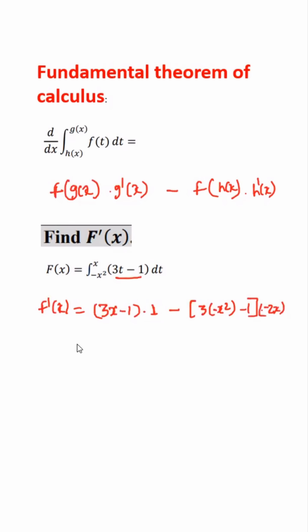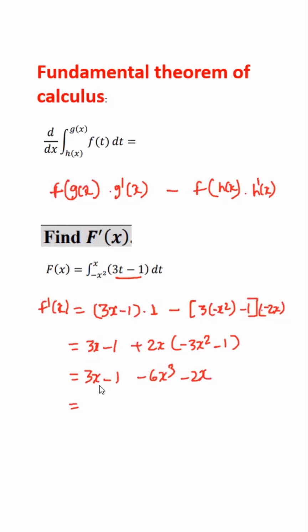Now let's simplify this. So this becomes 3x minus 1, minus 2x multiplied, becomes plus 2x, parenthesis, negative 3x squared minus 1. So 3x minus 1, negative 6x cubed minus 2x. Okay, simplifying this further will give us 3x minus 2x is x, minus 1 minus 6x cubed.